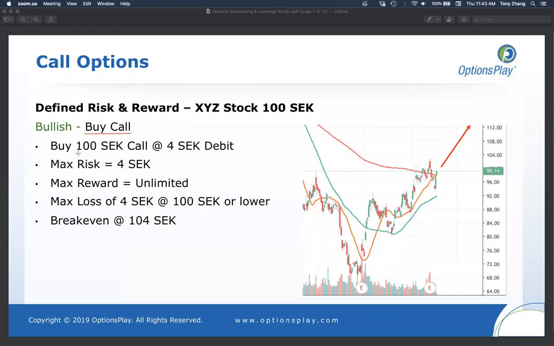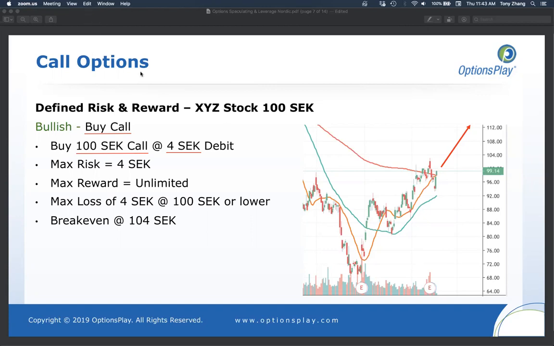So I'm going to buy an at-the-money call, and let's say this call option costs me 4 crowns. Right off the bat, you're going to see that you're applying leverage to this trade, because a call option controls 100 shares of the stock. If I was to buy XYZ stock originally, I would have to pay 10,000 crowns. Here, I'm actually only paying 400 crowns.